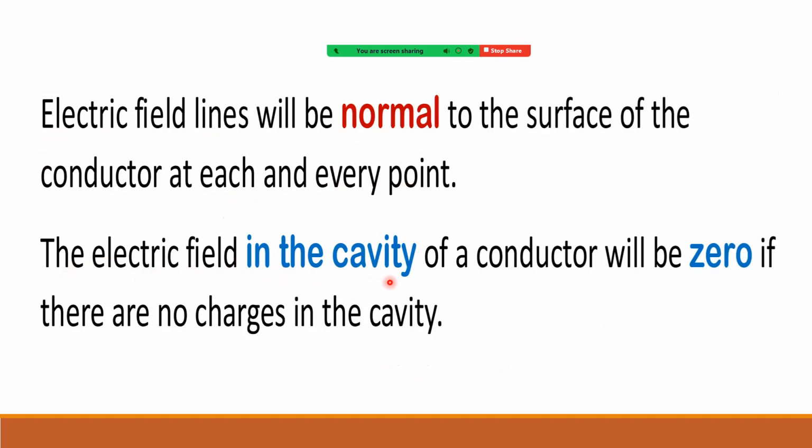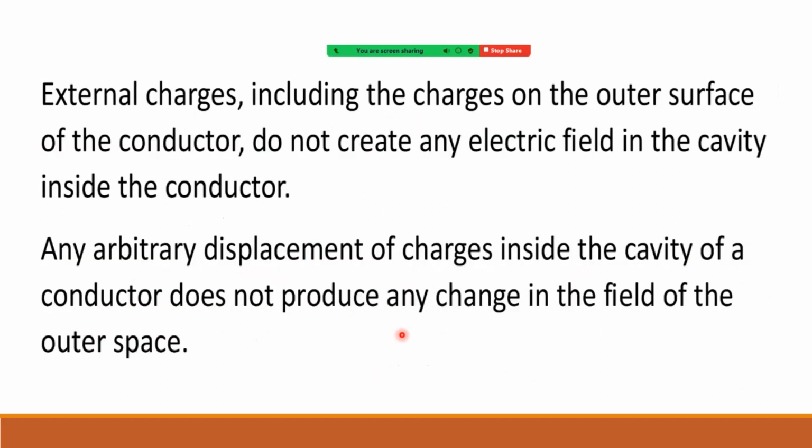The electric field in the cavity of a conductor will be zero if there are no charges in the cavity. Next, external charges, including the charges on the outer surface of the conductor, do not create any electric field in the cavity inside the conductor. And the last point, any arbitrary displacement of charges inside the cavity of a conductor does not produce any change in the field of the outer space. So these are the points we have discussed till now.